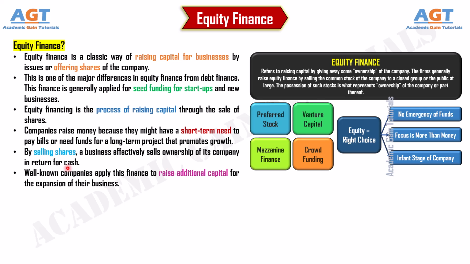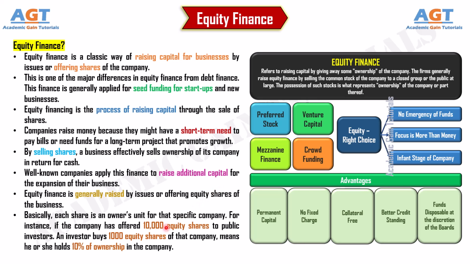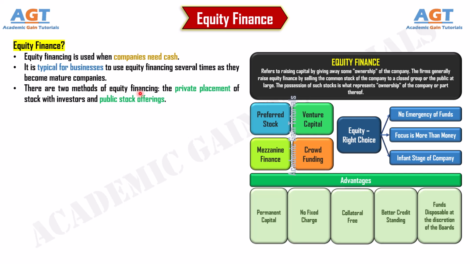Well-known companies apply this finance to raise additional capital for the expansion of their business. Equity finance is generally raised by issuing or offering equity shares of the business. Basically, each share is an ownership unit for that specific company. For instance, if the company has offered 10,000 equity shares to public investors, and an investor buys 1,000 equity shares of that company, it means he or she holds 10% of ownership in the company. Equity financing is used when companies need cash. It is typical for businesses to use equity financing several times as they become mature companies. There are two methods of equity financing: the private placement of stock with investors and public stock offerings.